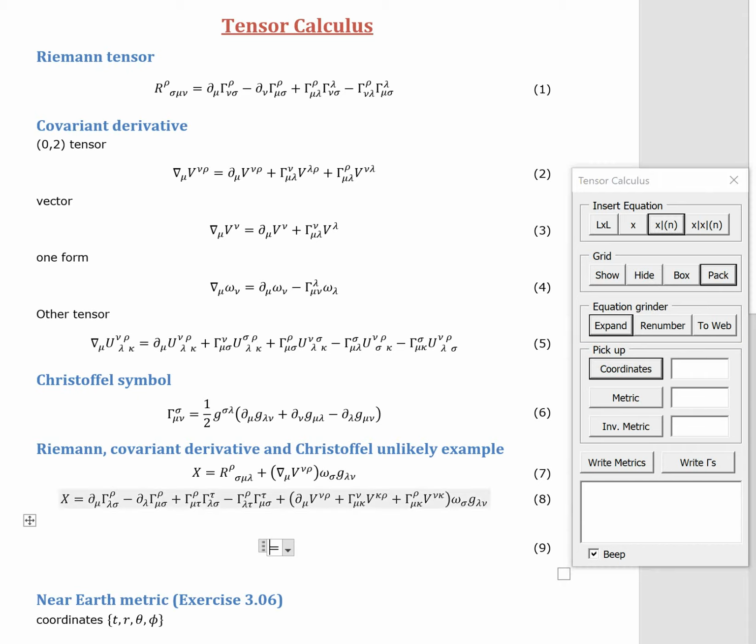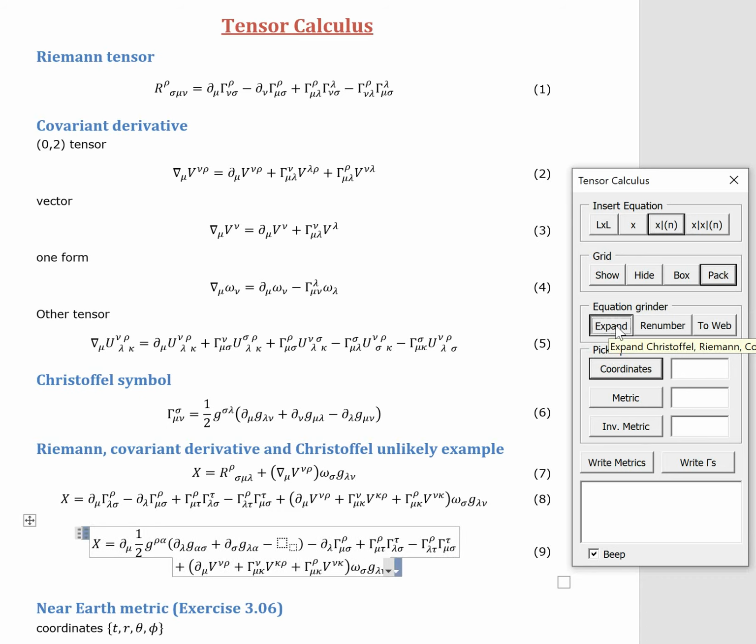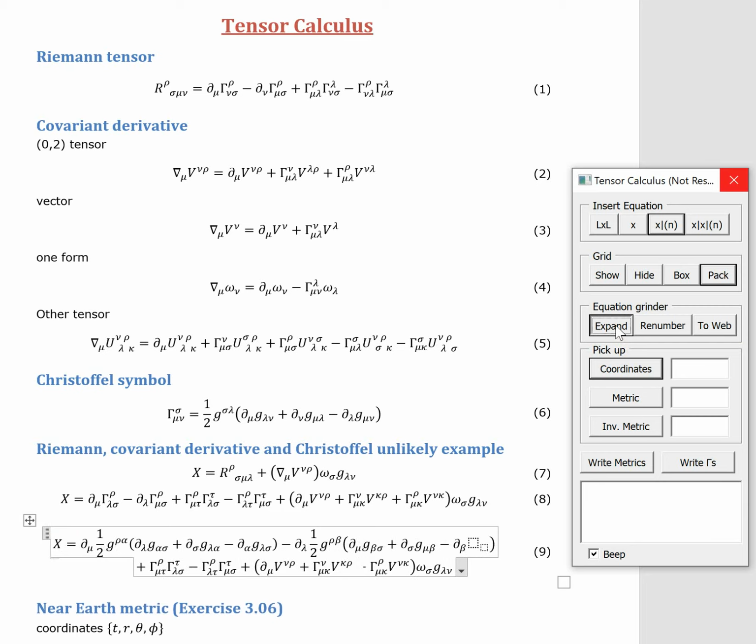Right, so we copy this equation down, and now each of those Christoffel symbols is going to turn into more symbols. How many more? Three more components. So it's going to get quite big, this thing. There we go. And you can see it all coming out sort of slowly. It's more interesting.